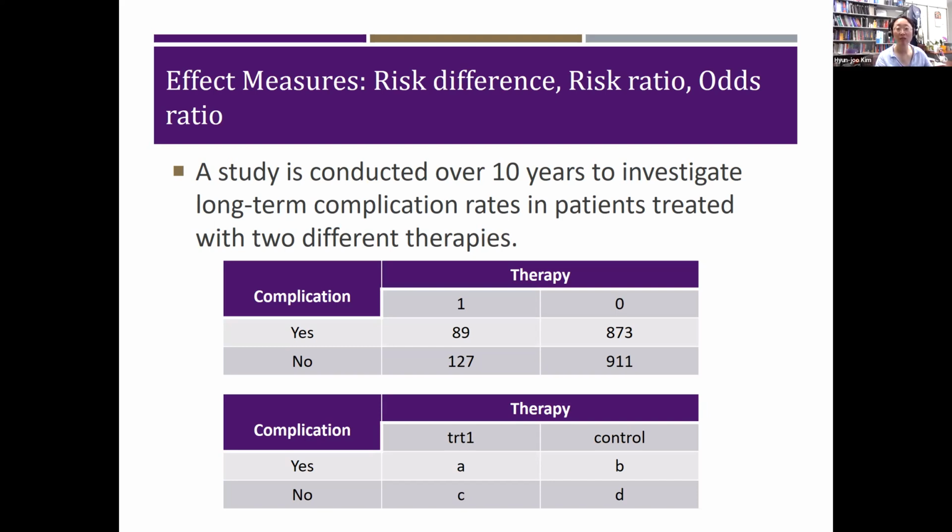In the table, we see among 89 plus 127 total patients with therapy 1, 89 of them experienced a complication and 127 did not. Among 873 plus 911 patients with therapy 0, 873 experienced the complication and 911 did not. The second table is the same 2x2 table with general notation using A, B, C, D instead of the actual numbers.